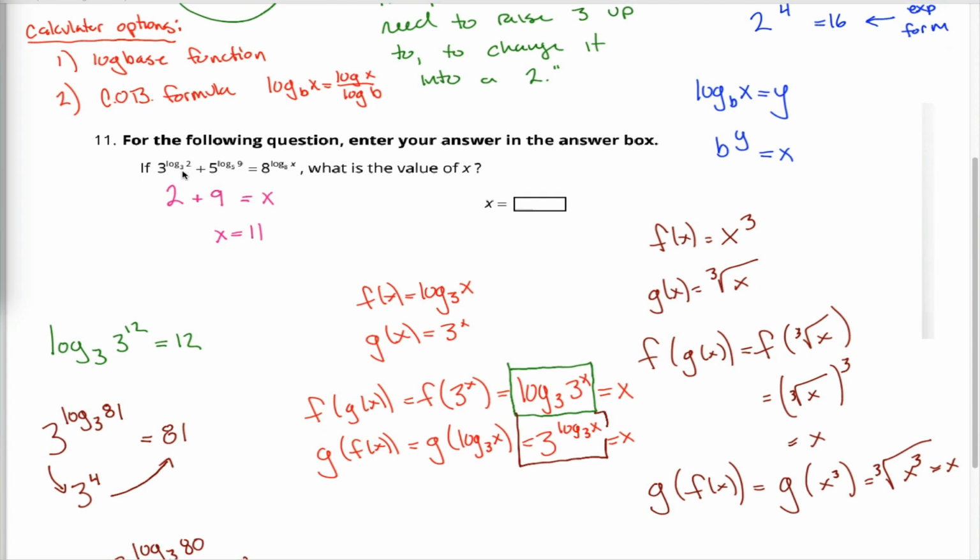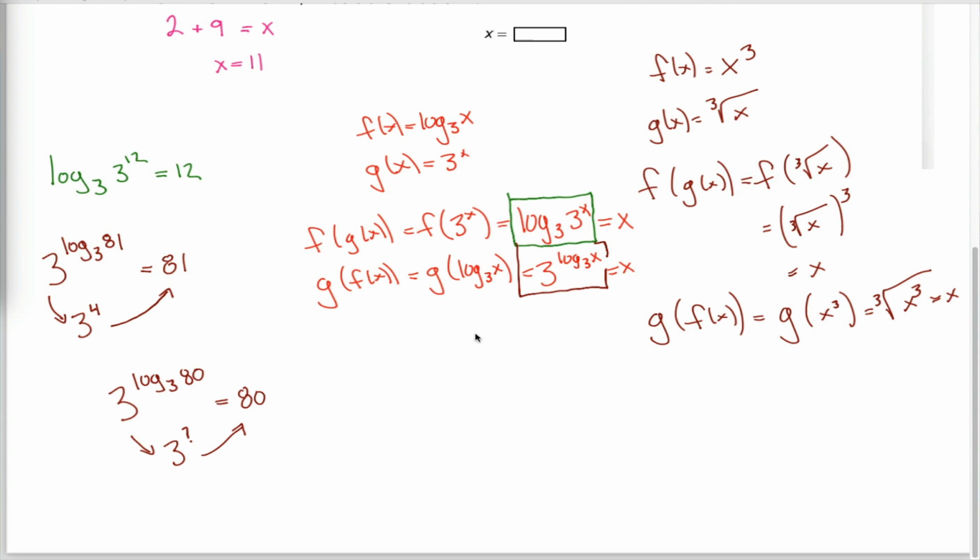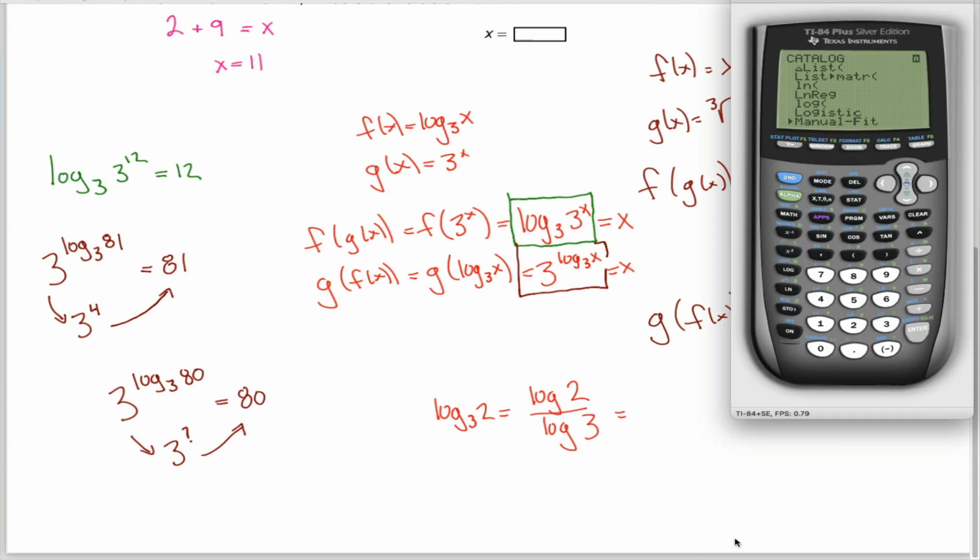What I'm saying is if I want to calculate the log base 3 of 2 and I don't have the log base function, what I could do is calculate the log of 2 and then divide that by the log of 3, and the answer that I get will be equivalent to the log base 3 of 2. It's the change of base formula.